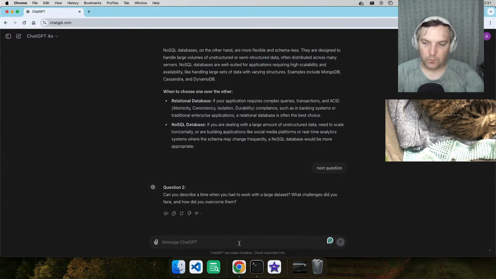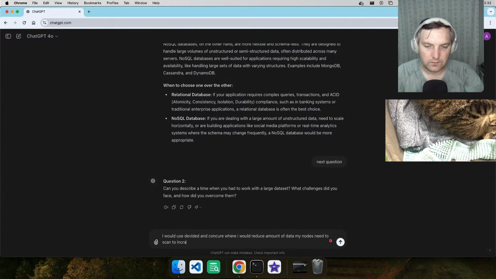When I'm working with big data sets, usually I follow one simple principle: you need to have data as small as possible. Make sure you're scanning as little as possible. This will increase your performance dramatically. And now let's try to answer to see how ChatGPT will react. I would use divide and conquer, where I would reduce the amount of data my nodes need to scan to increase query performance.